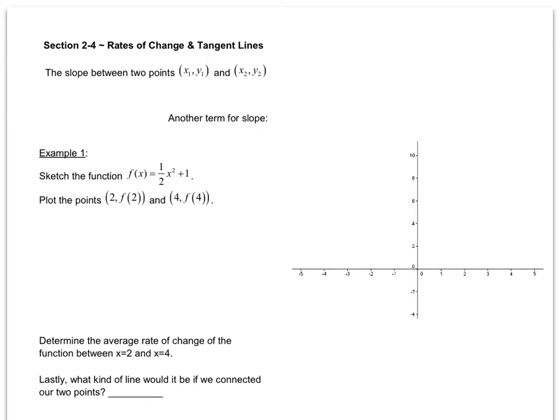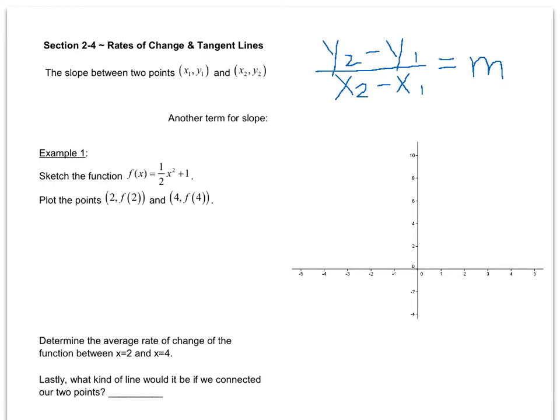The slope between two coordinate points, x1, y1, and x2, y2, is defined as the change of y, y2 minus y1, over the change of x. And this is something that you've been doing since probably 8th grade, where you just do the change of y over the change of x. And traditionally we talk about slope as m.